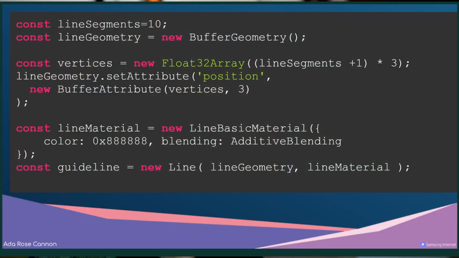Our first step is to create a line made of 10 segments. We'll do this using a buffer geometry. This gives us an array of 33 numbers going XYZ, XYZ, XYZ, where each set of 3 numbers represents the position of one of the vertices of that array. If we update this array buffer, then the line will update accordingly. So all we have to do is work out the start position, the end position, and work out the positions in between.